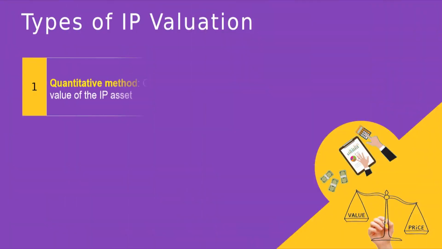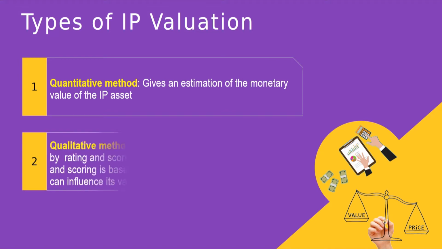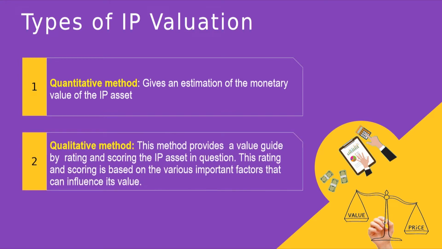Now, there are different types of IP valuations. These are divided into two types: quantitative method and qualitative method. Quantitative method gives an estimation of the monetary value of the IP asset, and qualitative method provides a value guide by rating and scoring the IP asset in question. This rating and scoring is based on the various important factors that can influence its value.